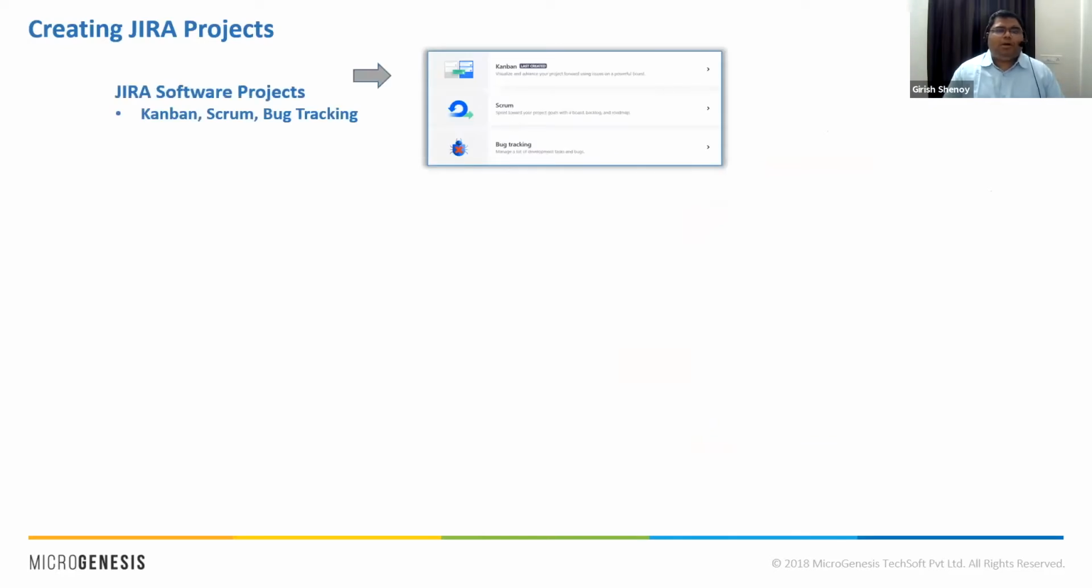We'll talk about creating Jira projects. I'll talk more in my demo session. Generally, when we talk about Jira projects, you have different types of projects. Let's say one type is the software project for software teams, where you can create Kanban, Scrum, bug tracking kinds of projects.